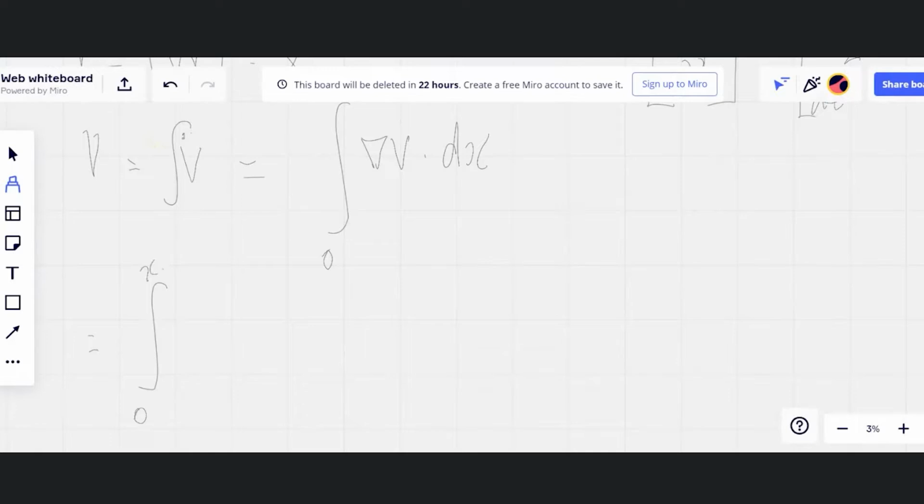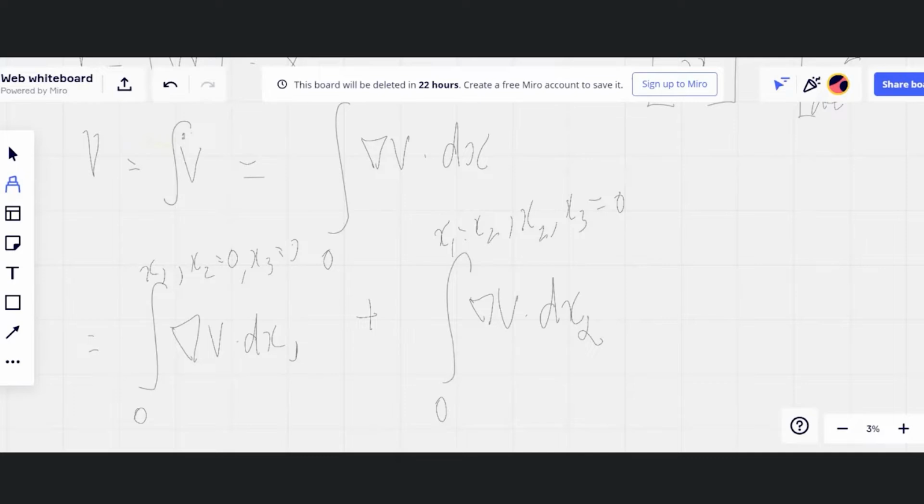So, from 0 to x1, and the rest of the variables will be equal to 0: x2 equal to 0, x3 equal to 0, etc. And we are integrating it with respect to x1. And then the next step is with respect to x2. So in this case, x1 will be equal to x1, and we're integrating up to x2, and then the rest of the terms x3 etc. will be equal to 0, into the gradient of v into dx2. Same with x3, x4, etc.